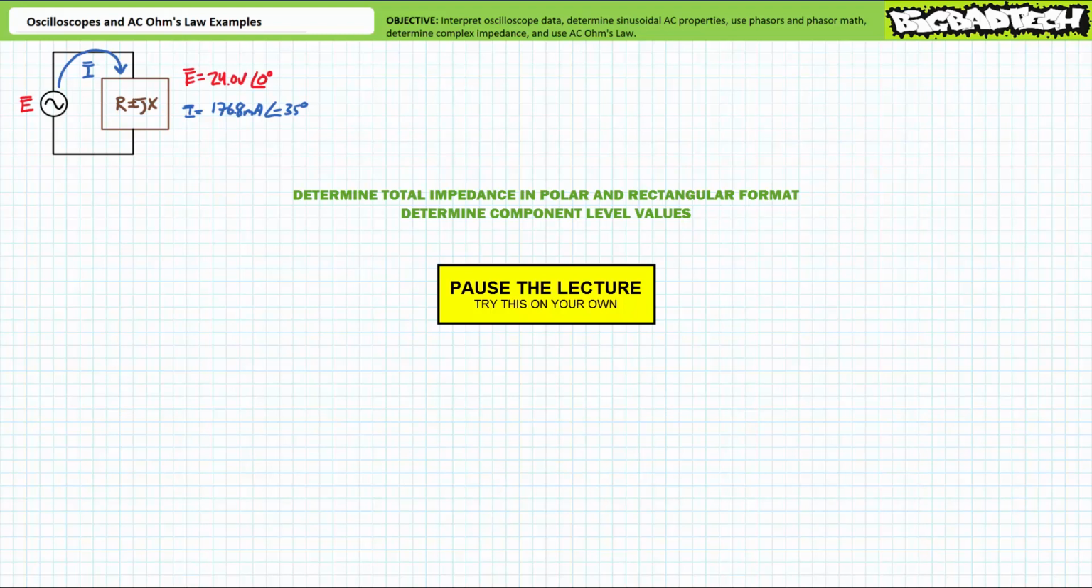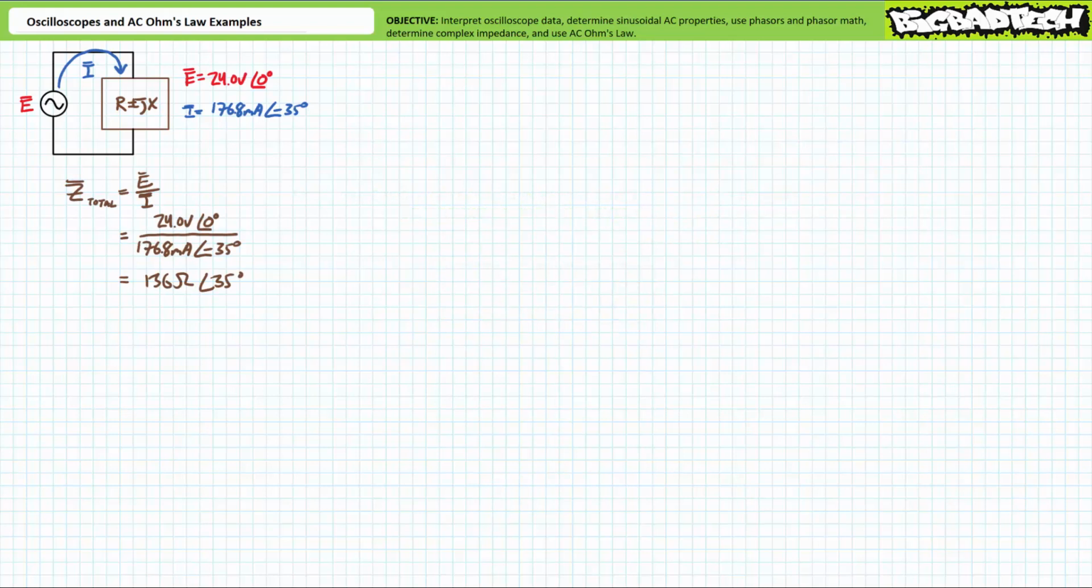If you're tracking, you should have obtained the following results. An application of Ohm's law demonstrates total impedance is 136 ohms at an angle of 35 degrees. Converting this into rectangular format yields a total impedance of 111.4 plus j78, where the real component is the resistive component and the imaginary component is the reactive inductive component at this excitation frequency of 138.9 Hz.